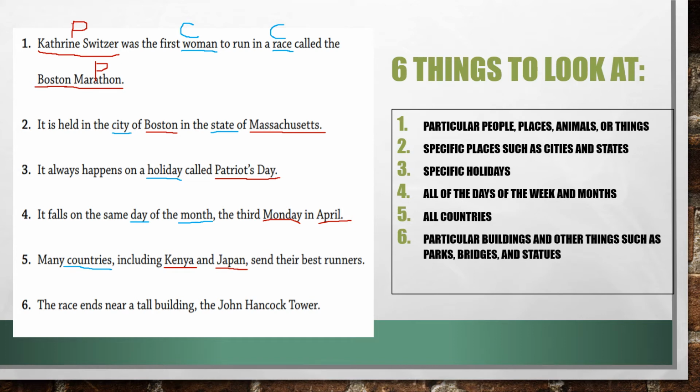The last sentence, particular buildings and other things such as parks, buildings, and statues are capitalized. So the race ends near a tall building, the John Hancock Tower. Tall describes building. Building is the common noun. It could be any building, but it isn't any building. It is specifically the John Hancock Tower, and that's why that is capitalized. It's like saying school. There's lots of schools. Any school is just a common noun, but McGillivray is the special name for our school, so McGillivray would be capitalized. And that's the difference between a common noun and a proper noun.